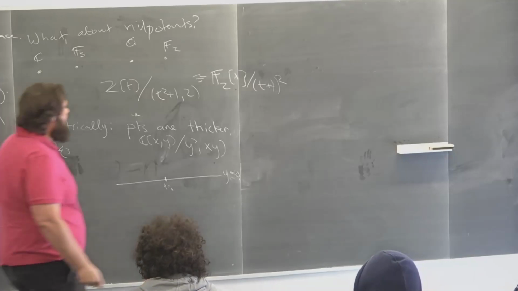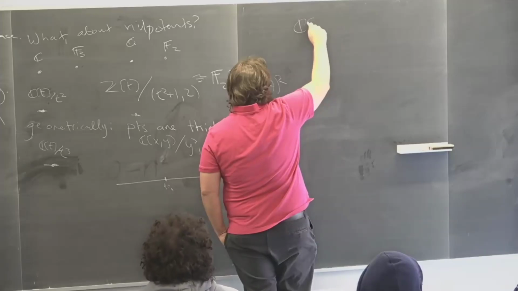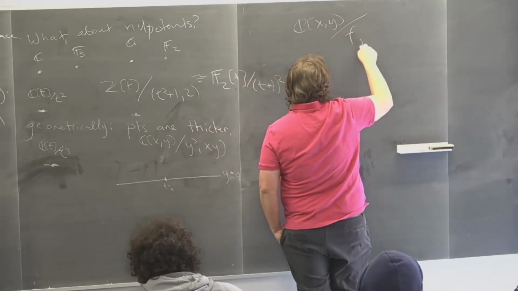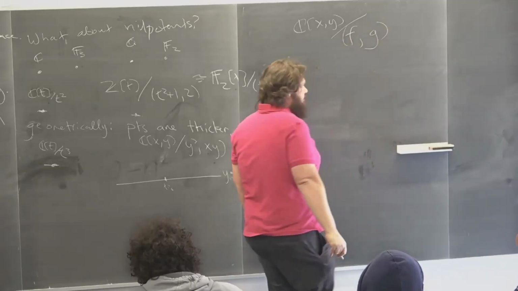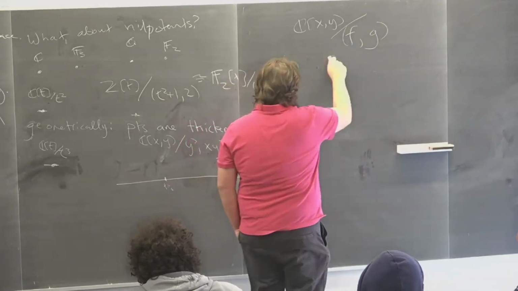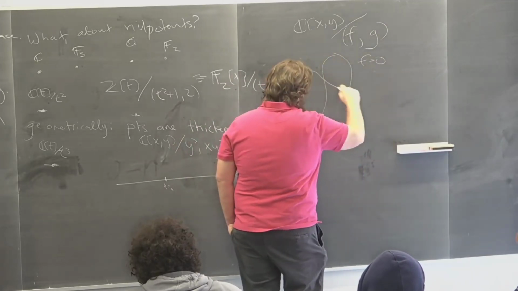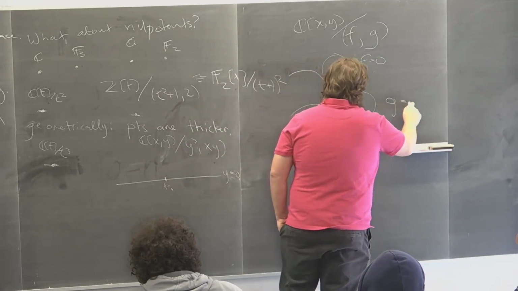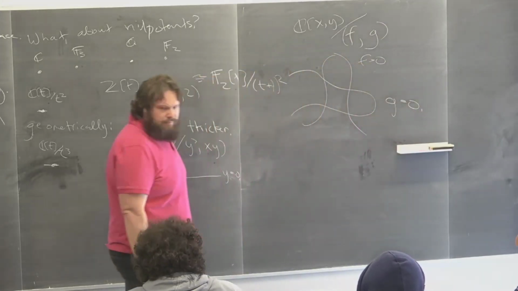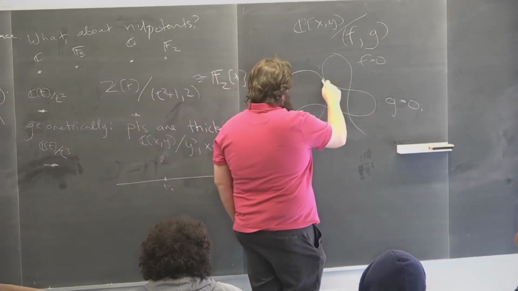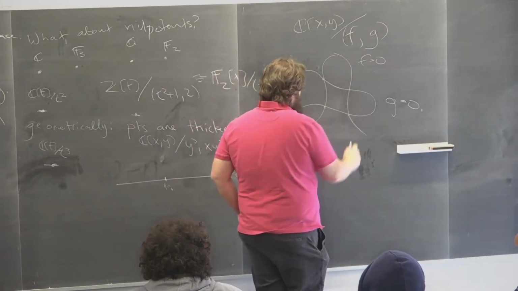A very similar thing is I could be looking at C[x,y] and look at this mod two polynomials. So what does that mean? That means I'm taking f equals 0 and g equals 0, and I'm intersecting them. And Bezout's theorem tells you how many intersection points you should expect.